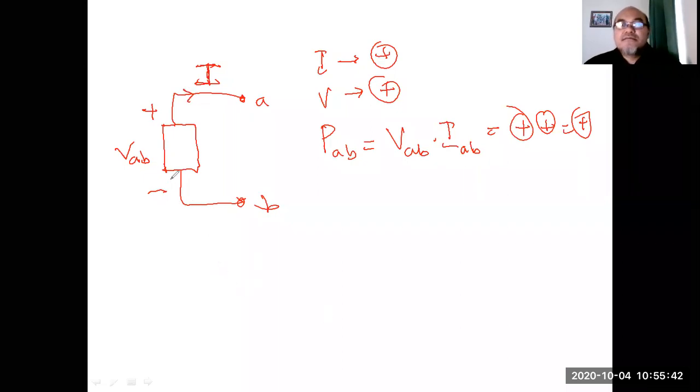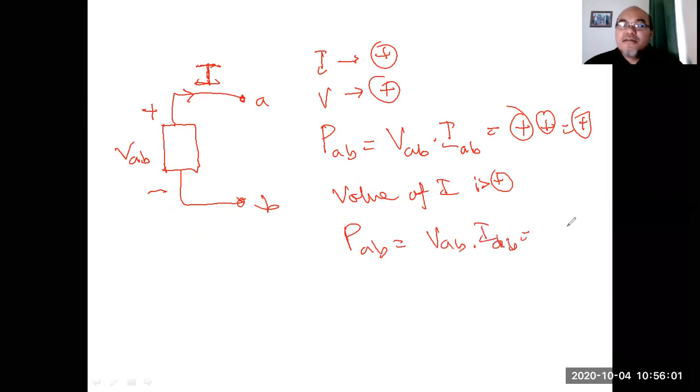It means current is coming out of the positive terminal, when the value of the current, the value of I, is positive. So when you put it into PAB, you have to multiply VAB by IAB, positive multiplied by negative. The current here is negative. So this component is not absorbing power, it is supplying power.